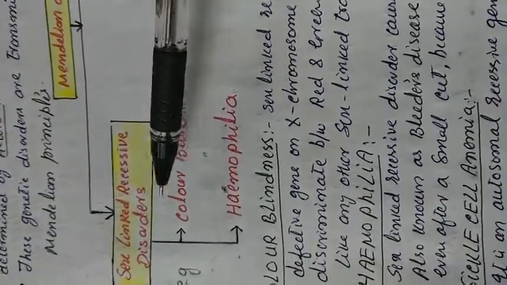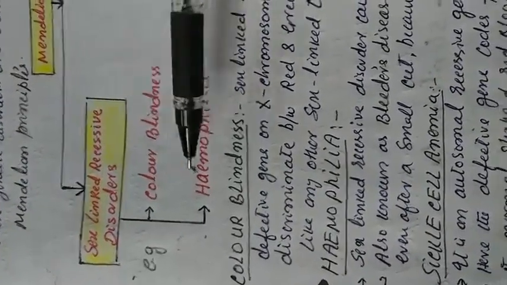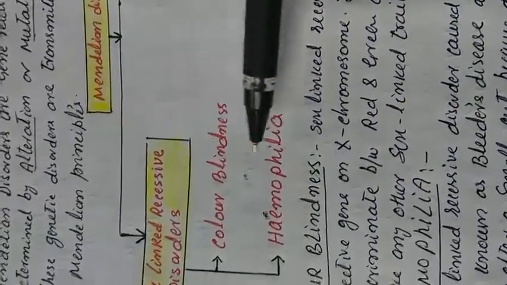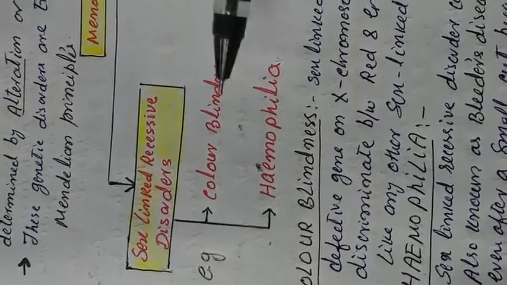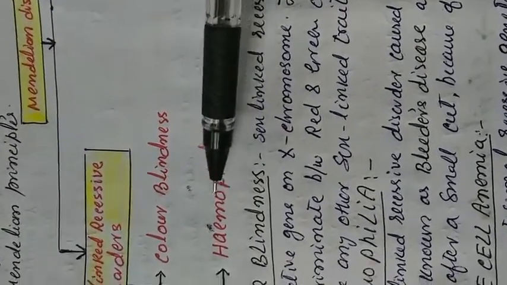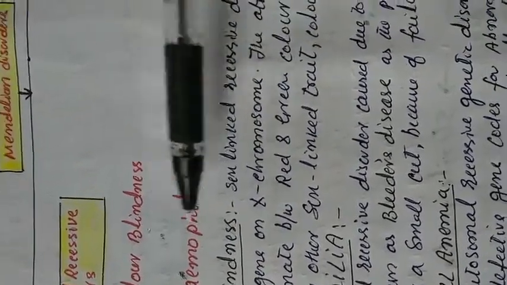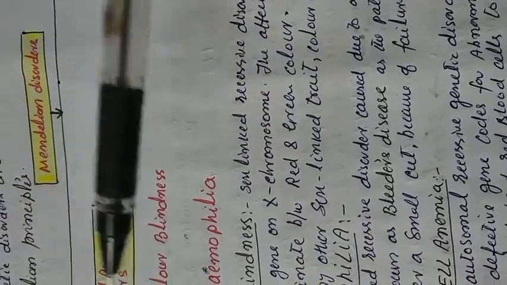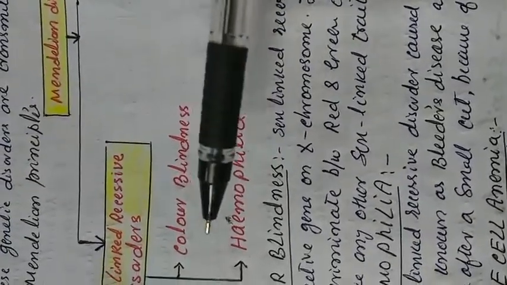Now, the second important sex-linked recessive disorder is hemophilia. Hemophilia is a sex-linked recessive disorder caused due to a defective gene on the X chromosome. This hemophilia is also known as bleeder's disease because the patient of this disease will continue to bleed even after a small cut because of failure of the natural clotting process.